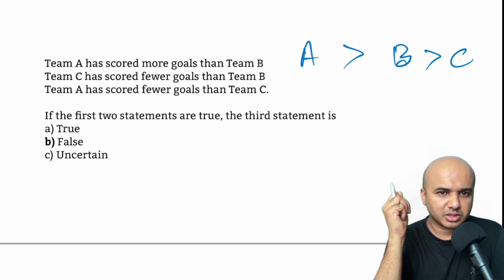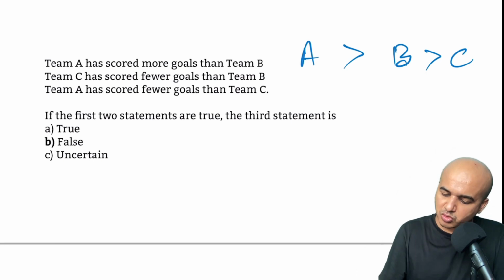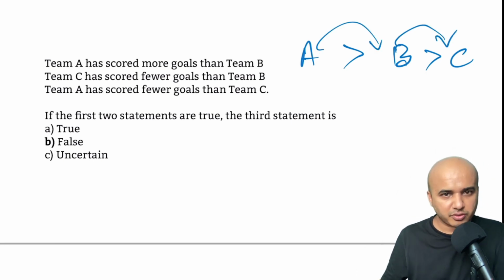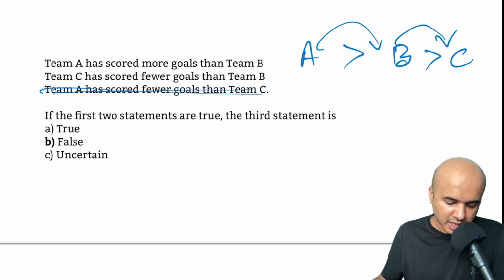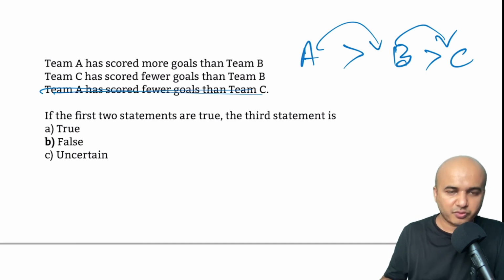How is that possible? See, A has scored more goals than B. B has scored more goals than C. Now C cannot have scored more goals than A. Obviously this is not working. The first two statements are true. The third statement is obviously false. It cannot be true basically.